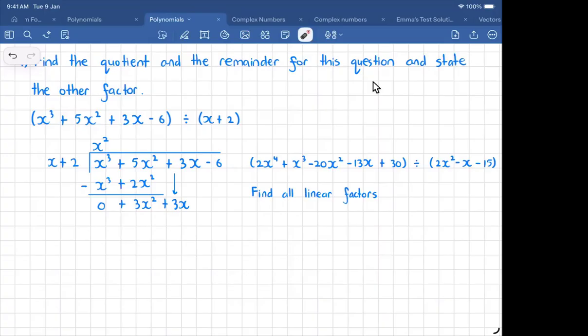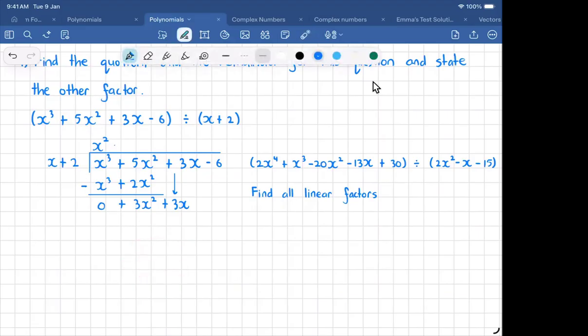3x cubed. No, wait. I lost money. I lost myself there too. I lost myself with that one too. 3x squared all over x. Yeah, right. It's divide, not multiply. It'll be 3x.